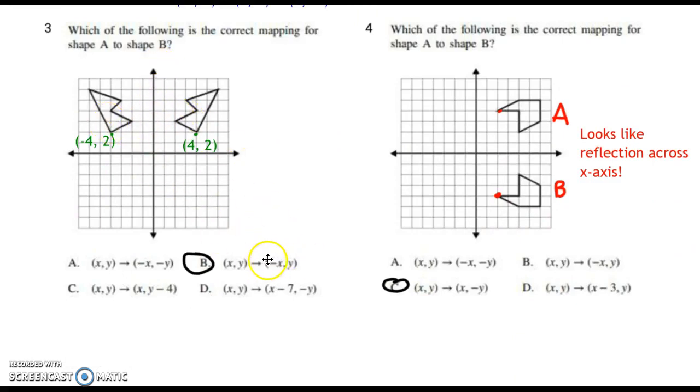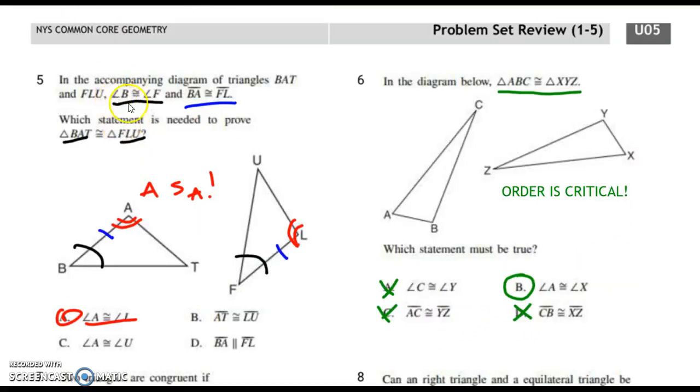For question 3, it is a reflection across the y-axis. Reflection across the y-axis means we change our x value. Very straightforward. And here it's a reflection, wow, across the x-axis, which means we're changing our y value. That's this one.